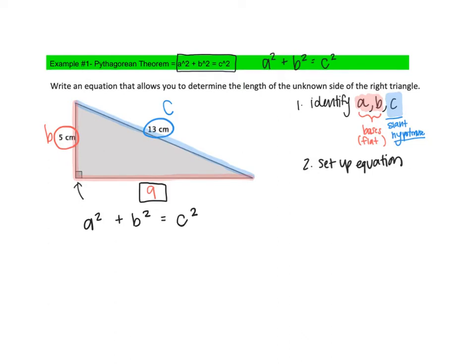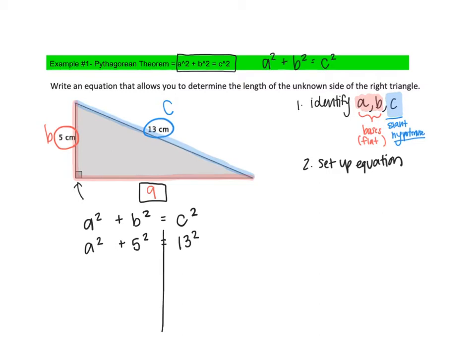Do we know what a is? No, we don't know what a is, so this stays the same. Do we know what b is? Yeah, b is 5. This becomes 5 squared. And do we know what c is? Yes, it's 13, so that becomes 13 squared. Okay, from there we can solve, and we're just going to draw a line through our sign.